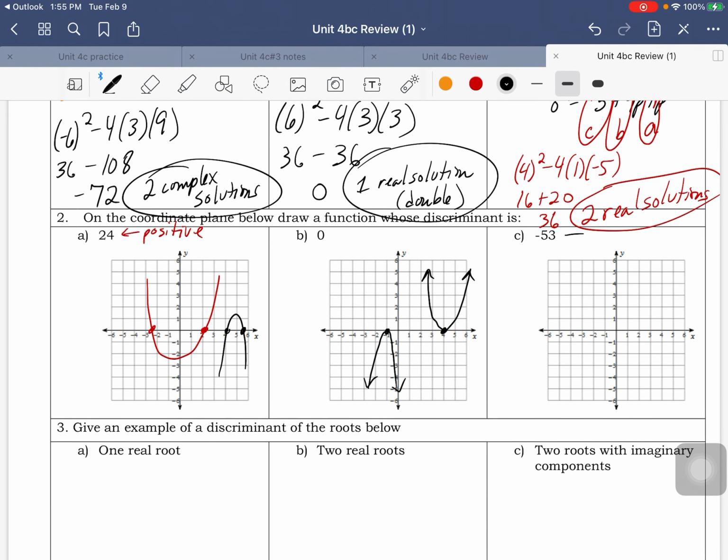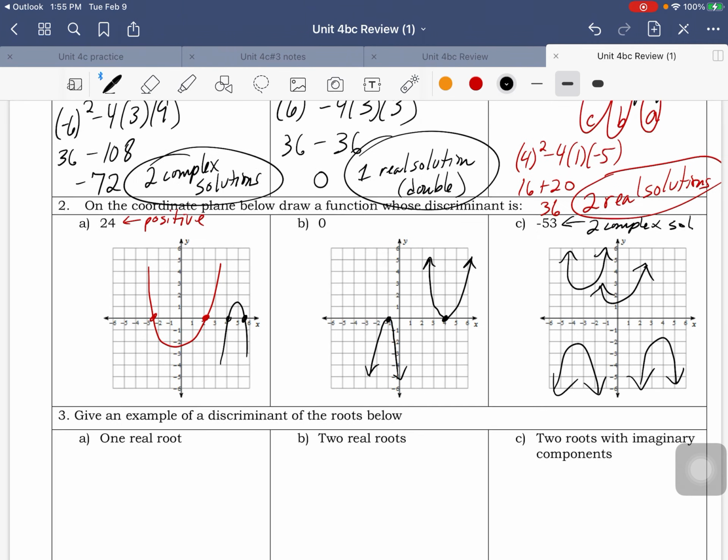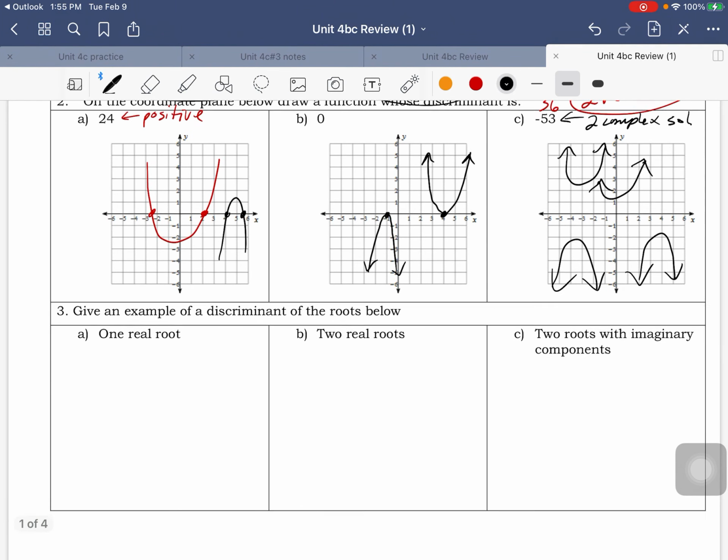Negative 53, that would be two complex solutions. That means that it never will cross the x-axis, so you'd have to draw something like this, where the ends go up to positive infinity. They will never cross the x-axis, or you could draw something like this, or like this, or like this. What I don't want is those arrows going towards the x-axis. All of those have two complex solutions.